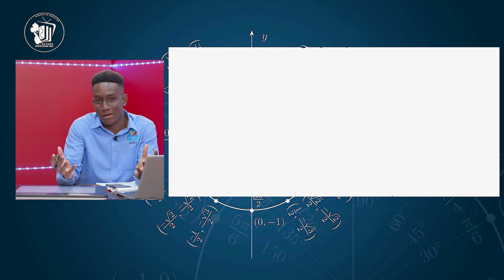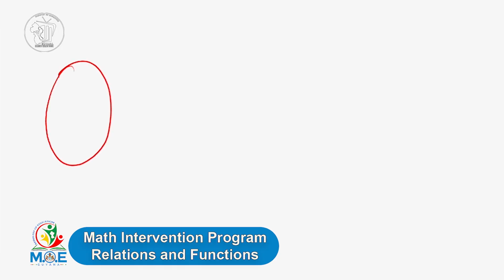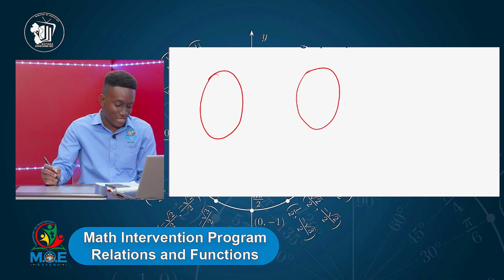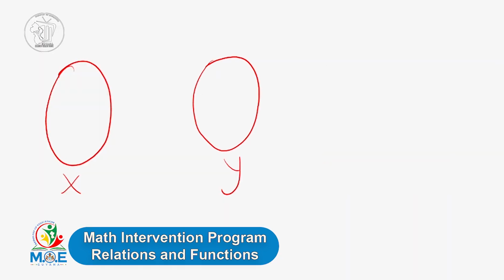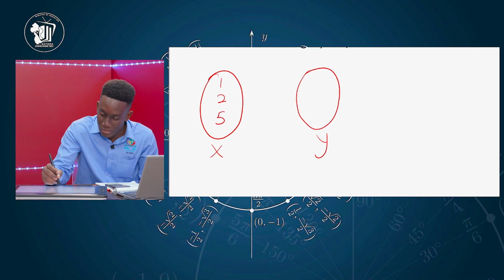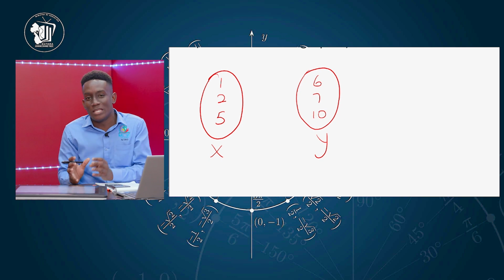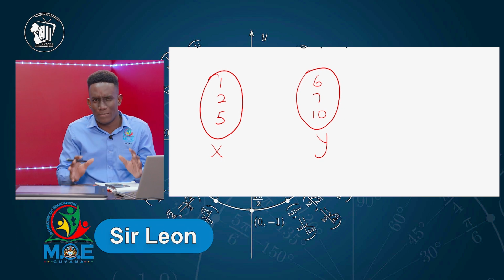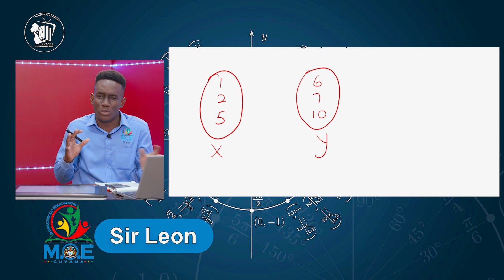Let's say we have an arrow diagram, and this is what an arrow diagram looks like. In this arrow diagram, we have two ovals. On one side, let's call this X and let's call this side Y. In the X part, we have the numbers 1, 2, and 5. And on the other side, we have the numbers 6, 7, and 10. Now, in order to link X with Y, they must follow a particular rule for us to consider them a relation. This rule simply means: how can we link X and Y?